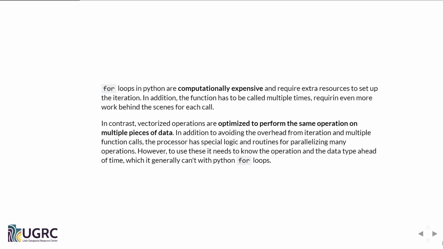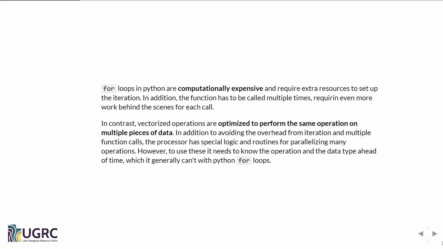Like I mentioned, those for loops are very expensive, and the processor has special hardware to accelerate and parallelize operations if it can. A lot of these functions that are written to be vectorized can take advantage of that. But with pure Python, a for loop can't really know what's going to come next, and so it can't optimize that nearly as well. So that's the background of why these vectorized functions are important.